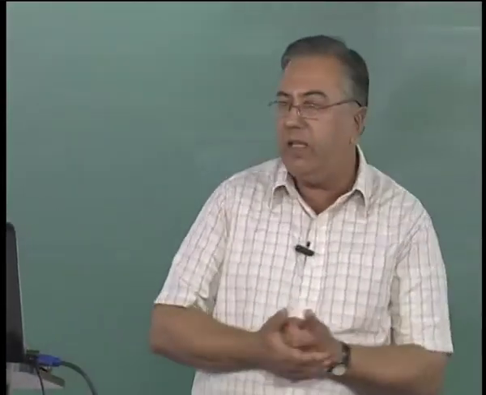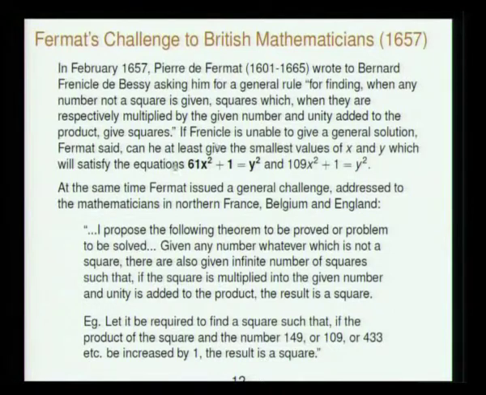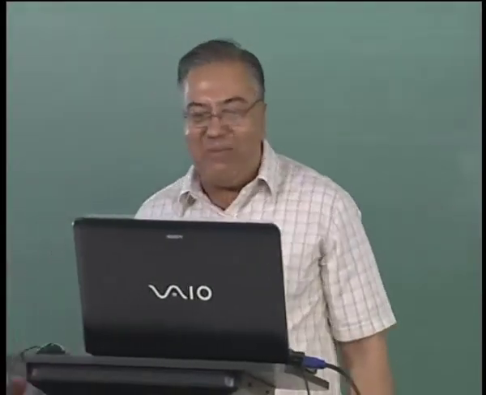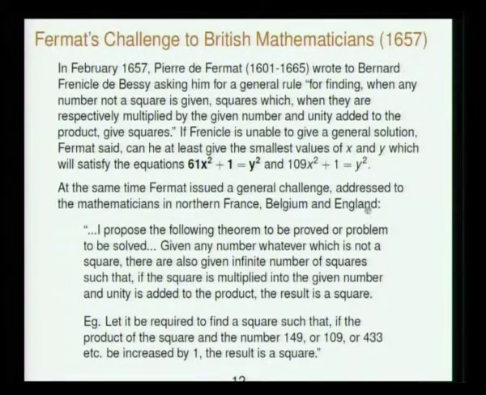Now we quickly go to the Euler-Lagrange method. So what is the history of this? In 1657, Fermat, the famous French mathematician, posed a challenge to the British mathematicians. First he wrote to his friend Frenicle de Bessy saying, can you solve these two equations, 61x squared plus 1 is equal to y squared and 109x squared plus 1 is equal to y squared for x and y in integers. Already you see that the 61x squared is coming there, and within a couple of months he wrote this as a problem and sent it as a challenge to mathematicians in France, Belgium and England.